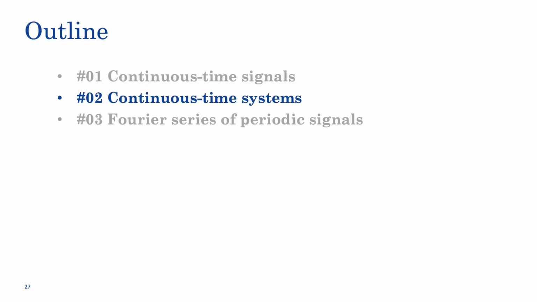That's all for this class on continuous time systems. In the next class, we will introduce the Fourier representation of signals, starting with periodic signals, which can be represented with a so-called Fourier series. See you in the next class.